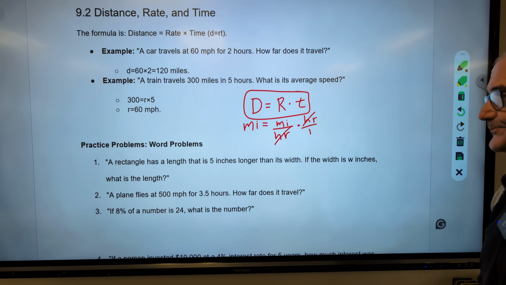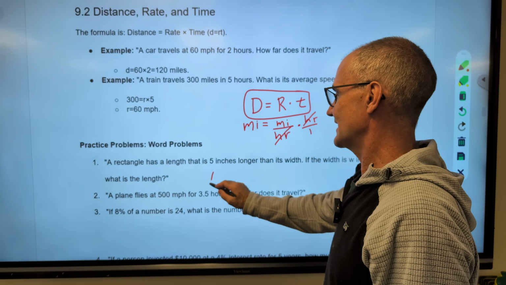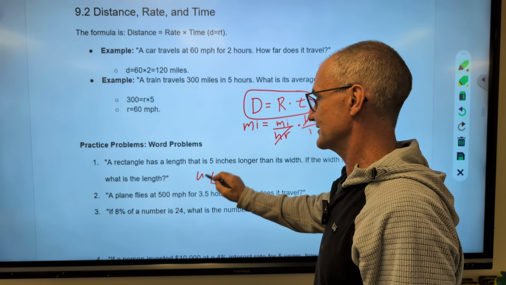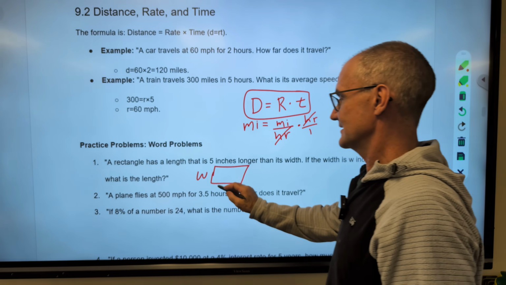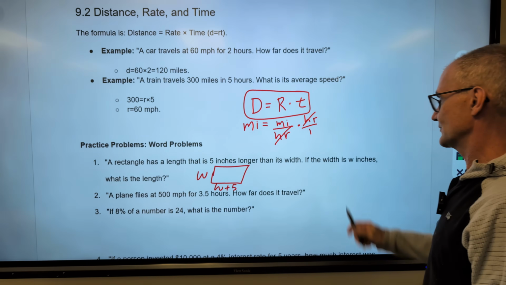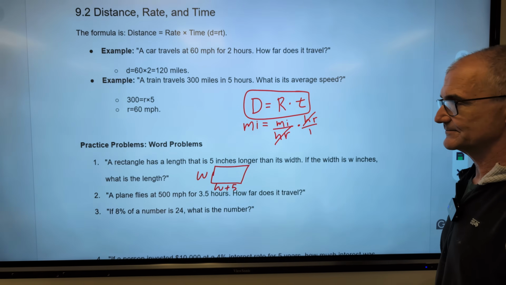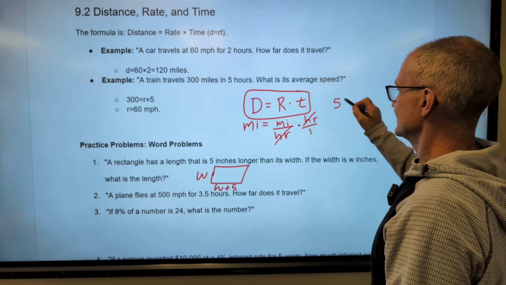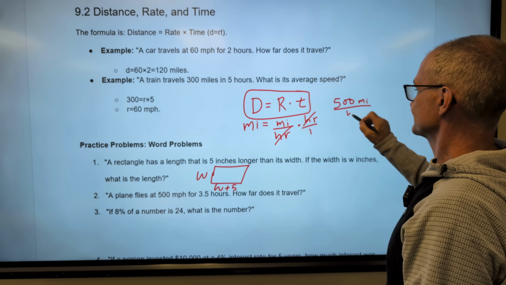Okay, a rectangle has a length of 5 inches longer than its width. I don't know what that width is. I'm going to call it W. The length is whatever that width is plus 5. If the width is W inches, what is the length? W plus 5.